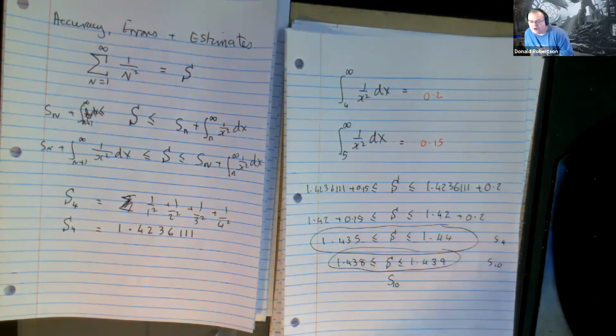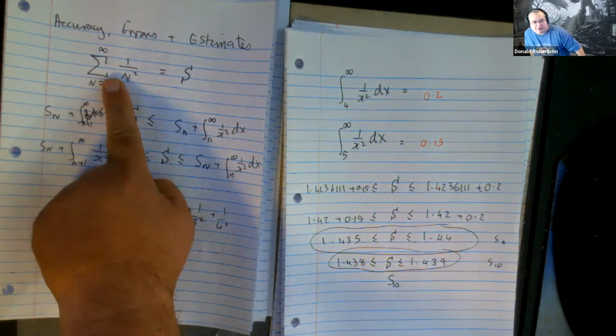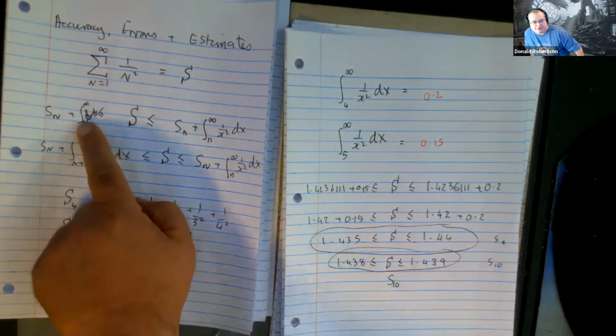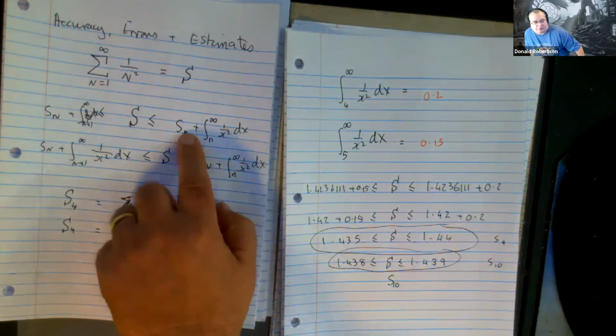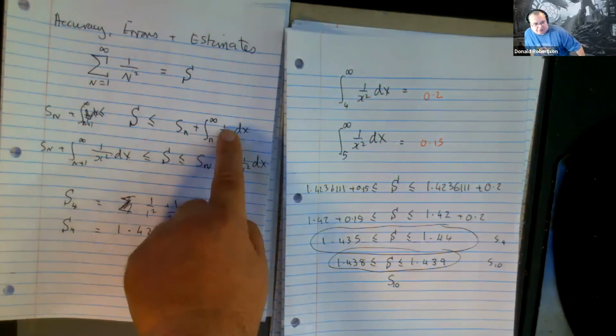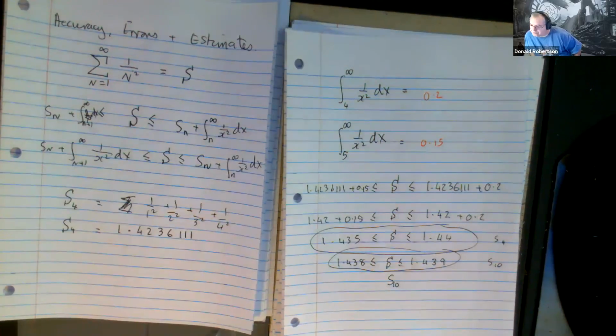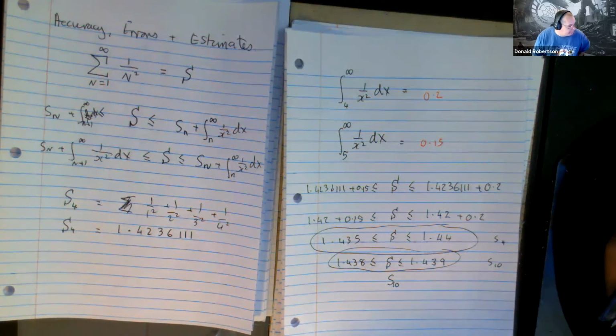So that's our strategy. We might not know exactly what this adds up to. We know it converges, but we have this weird formula that basically says you take whatever accuracy the partial sum you've got, and if you add this integral and this one, you've got your boundaries. And that's basically it.